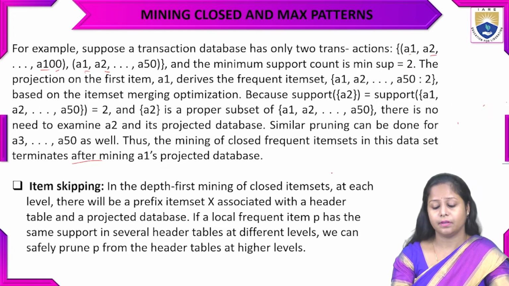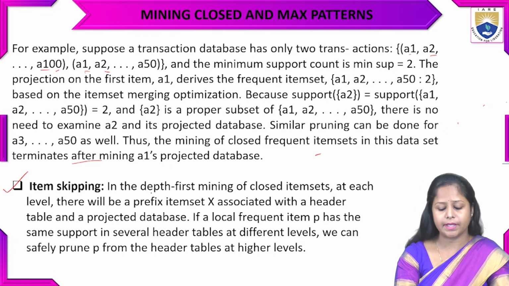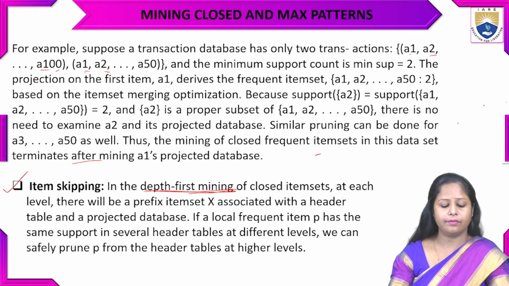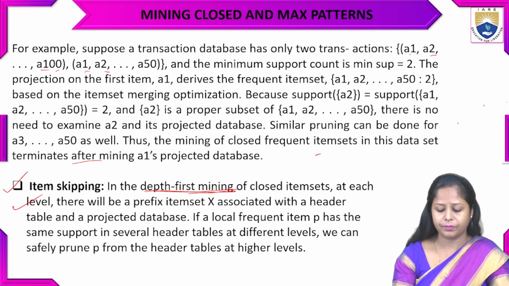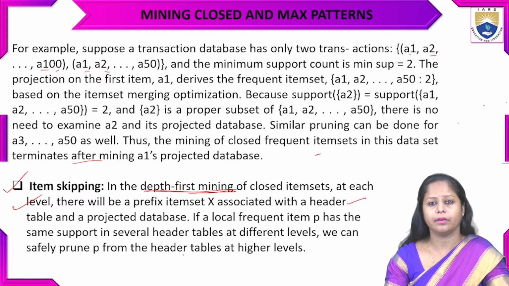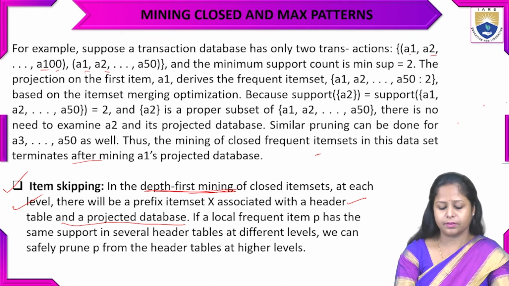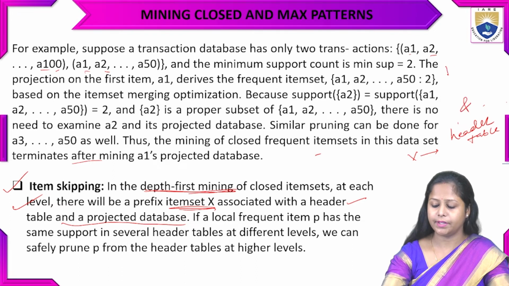After this process, we will do the item skipping. In the depth first mining of closed item sets, at each level there will be a prefix item set X that will be associated with a header table and a projected database. So item set X will be associated with the header table as well as with the projected database.